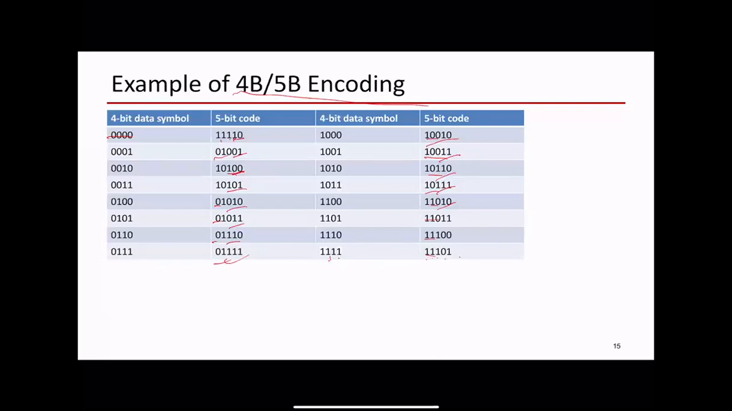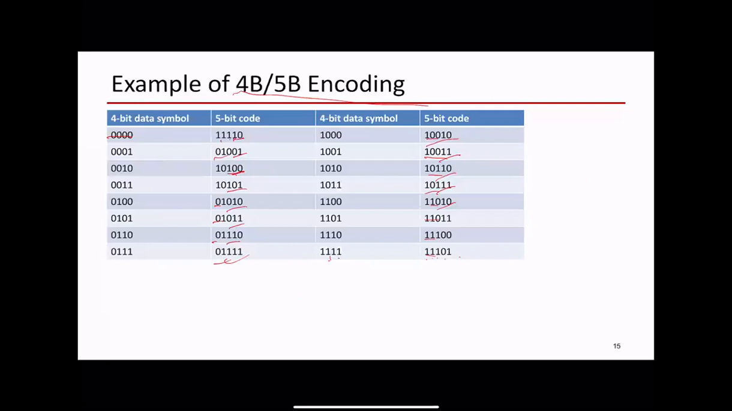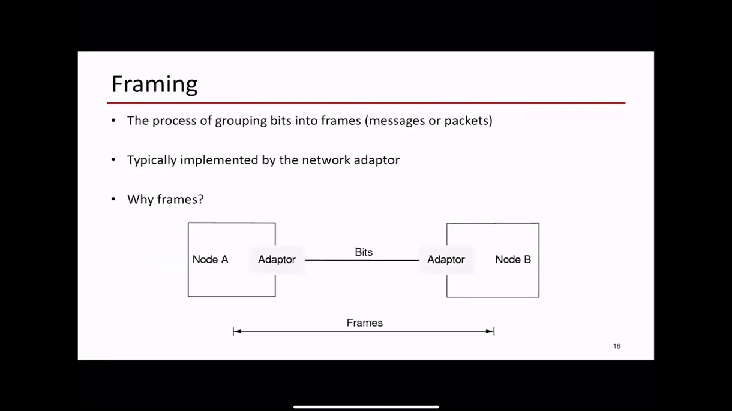Eliminate all this. Okay, so this is how we're using it. So with the code book, if I receive it, I can recover because my code book is shared between the transmitter and the receiver. Okay, so framing.